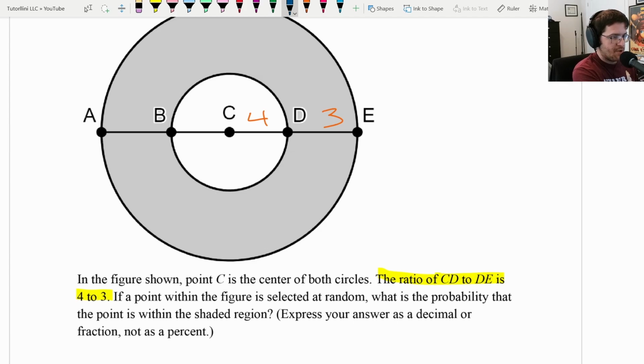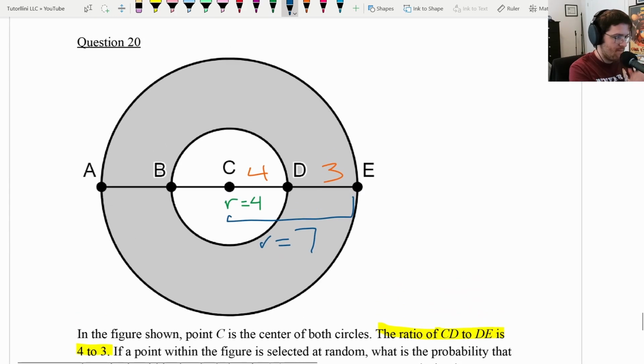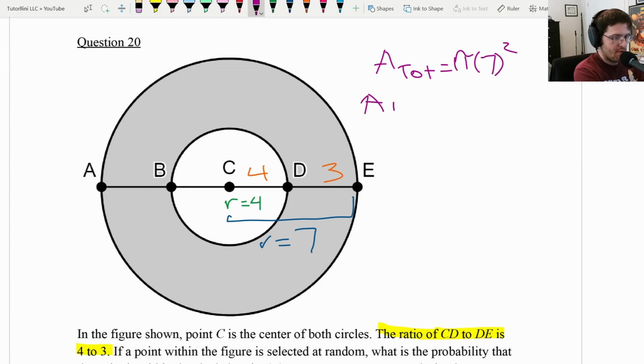So the radius of the small one is 4. But then the radius of the big one, you see, is 7. 4 plus 3 is 7. So we're going to find the area of the total figure. The area of a circle is pi r squared. So pi 7 squared. So that's a total area of 49 pi.